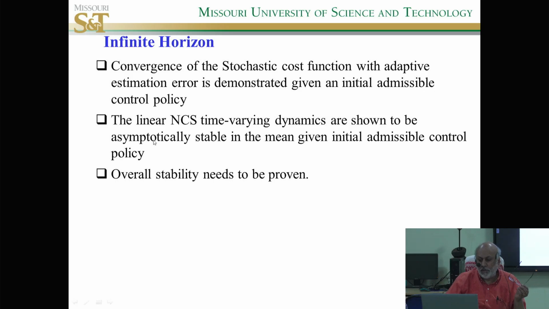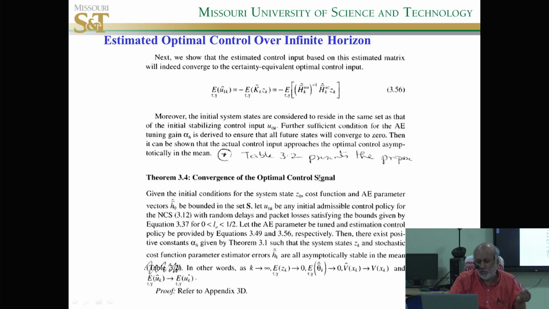Okay? Overall stability needs to be proven. You have to show that and use the Lyapunov. So here we show the convergence, and you can see as k tends to infinity, E of z of k goes to 0, E of theta tilde of k also goes to 0, V hat converges to V, and the expected value of U hat, the estimated optimal control policy, converges to the true optimal control policy. So that's what the theorem is basically saying. The proofs are in the book or in the papers. Take a look at it. Here it says refer to appendix 3D. Probably there's an appendix in the book that should have the proofs. Those are Lyapunov proofs.